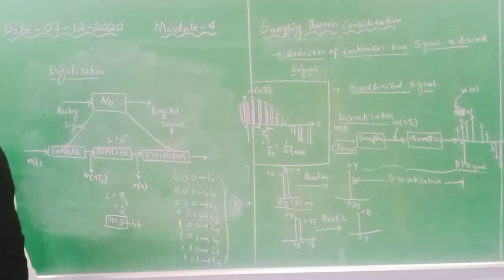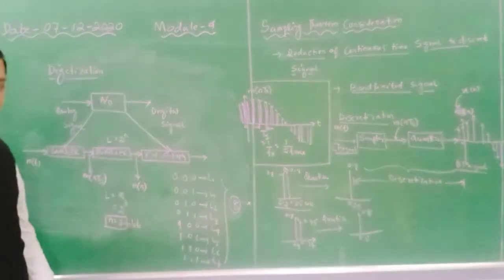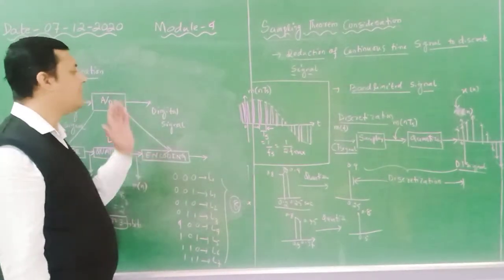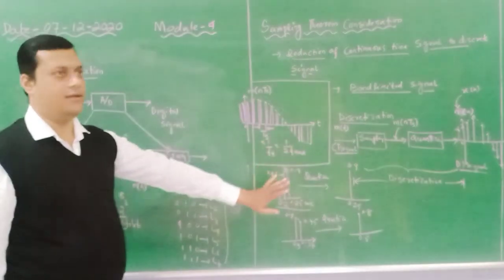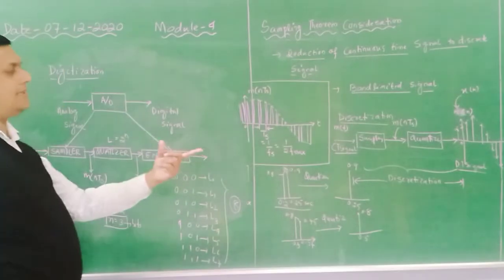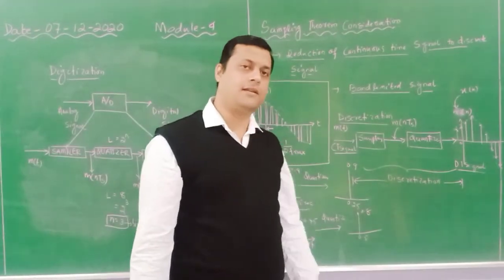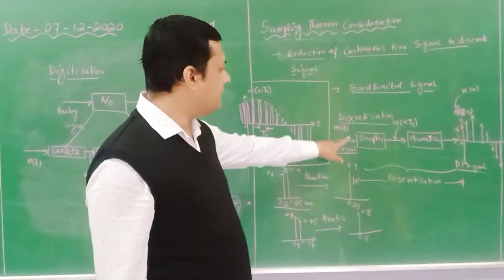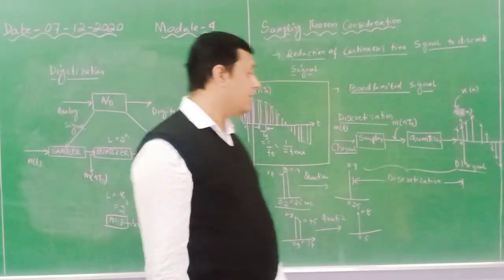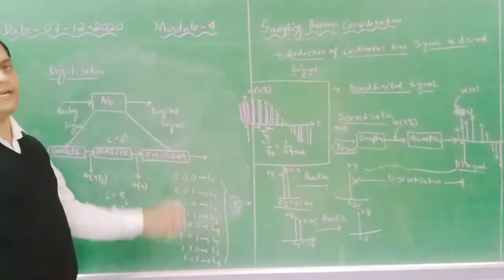So what L is equal to, that is present in your quantizer. That we will discuss later on by discussing the quantization process and how many types of quantization methods are there. For the time being, just need to understand what is discretization and what is digitization. Discretization means converting your continuous time signal into a discrete time signal with the help of two steps: one, sampler followed by a quantizer. Okay. Similarly, what is the application of it? The application is our AD converter.